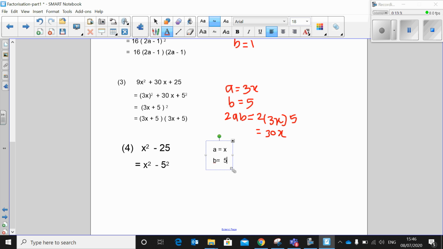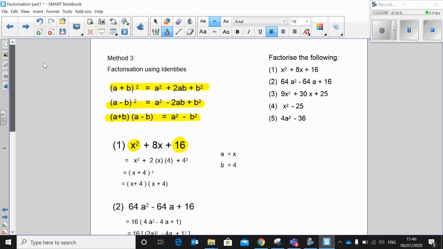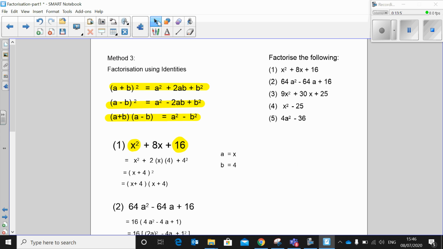Correct? So now we can write it in the form of a minus b into a plus b, which is equal to x minus 5 into x plus 5. So it is simple factorization. x minus 5 into x plus 5. Got it? This is one of the easiest factorizations. It's very simple also. Now let us see the fifth sum.